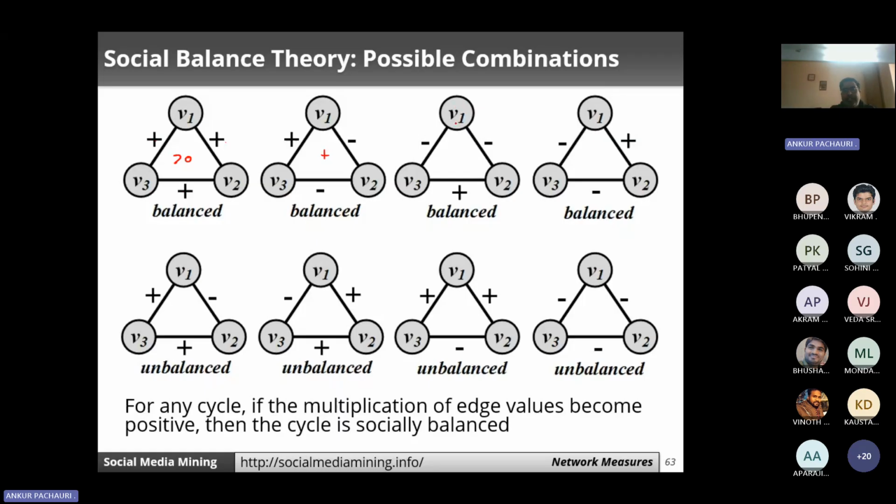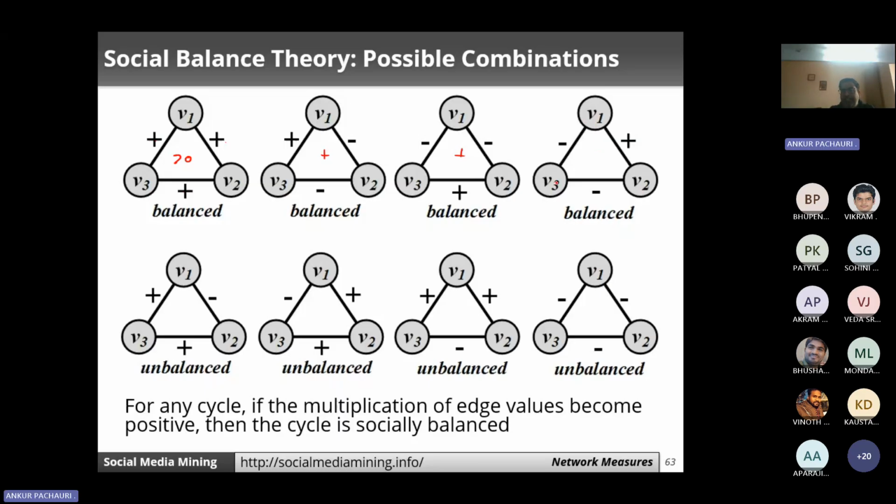V1 has two enemies, V2 and V3. So these two enemies can be friends together. Let me check if this relation holds. Minus, plus, minus into plus, minus into minus, plus. So that's again a positive one.